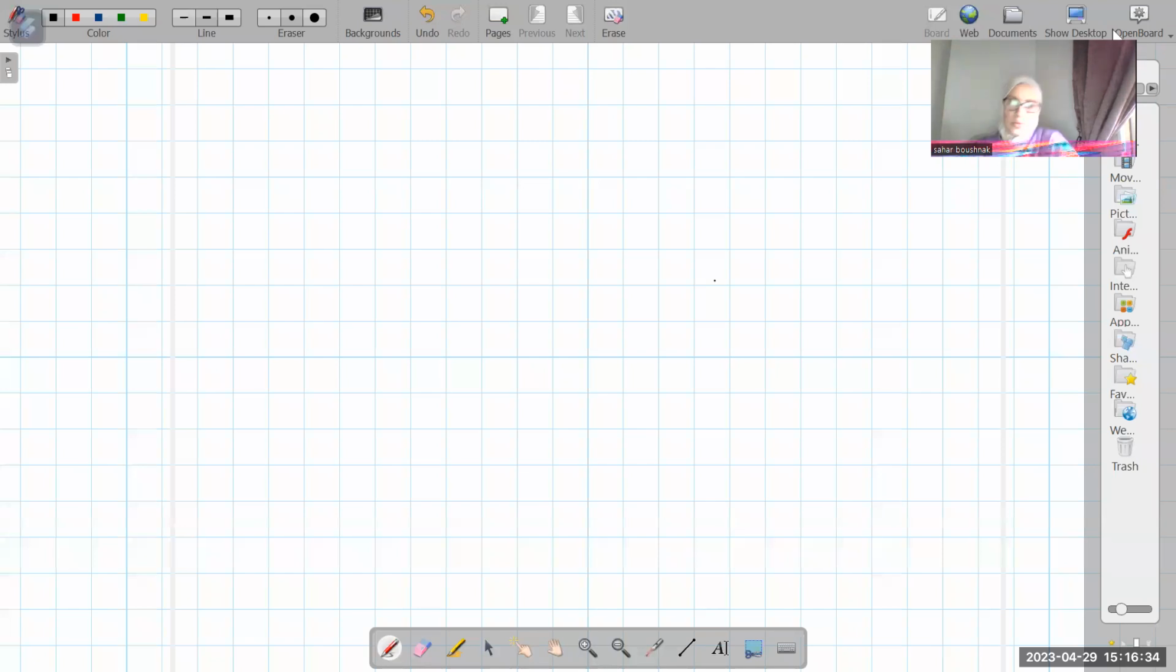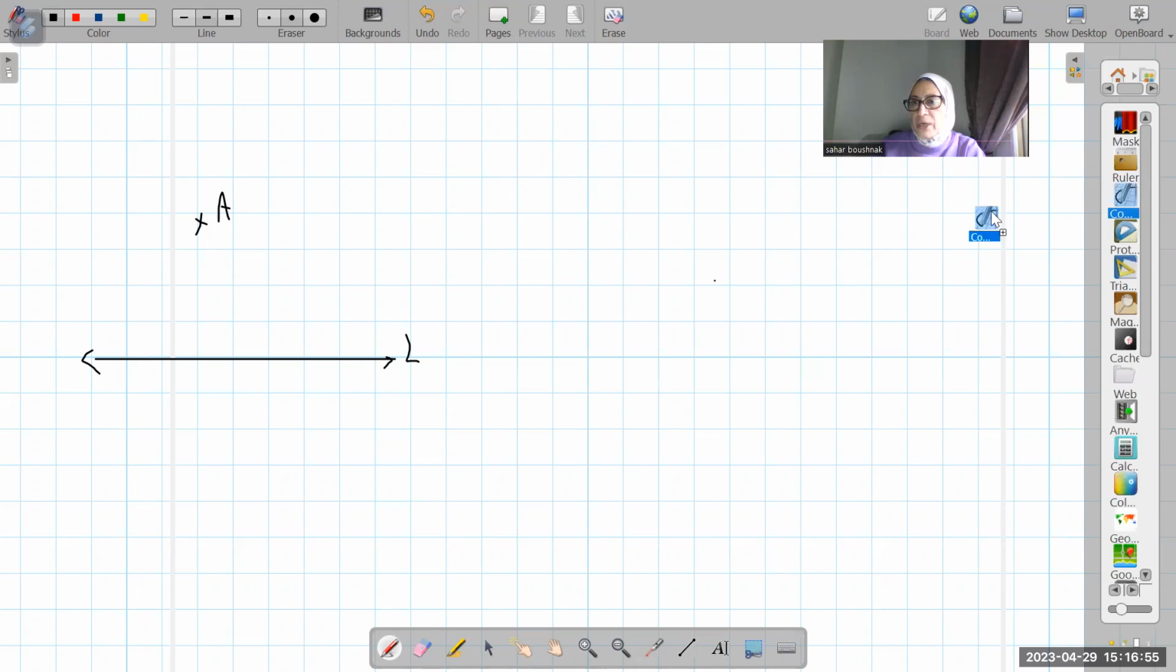Now, let's do this one together on the open board. If I want to make a reflection for a point A on a straight line, let's say this is line L. So first, in the beginning, I will get my tools. I will use my compass. Then I will put the metal point on A. Then I will turn it down to be under this line. A little bit, not too much.